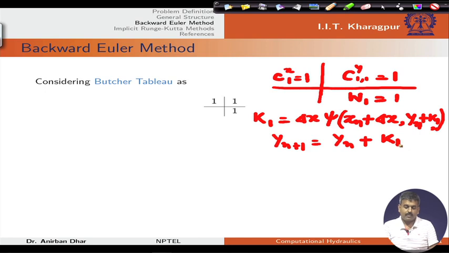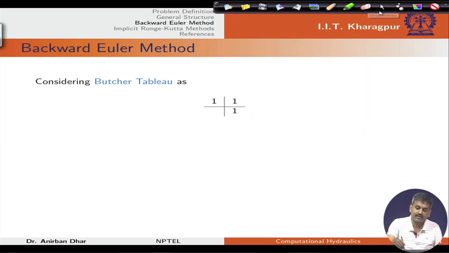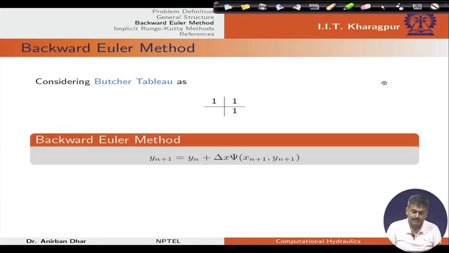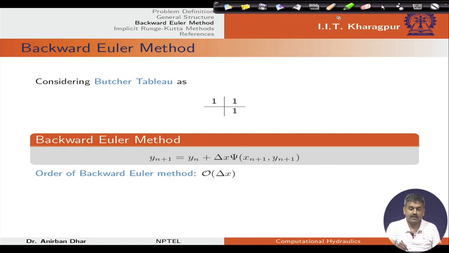So, from this process we have identified the backward Euler method. In general terms, if we write this as x n plus 1, y n plus 1, but y n plus 1 is an unknown thing. So, we cannot solve it using our usual explicit approach. We need to solve this equation here.